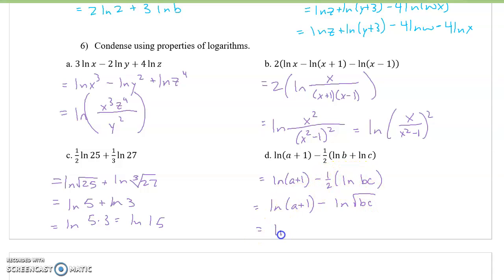And then the subtraction becomes a fraction. A single logarithmic expression, please. Don't put natural log on the top and the natural log on the bottom. That's going to be wrong every single time. But the numerator is a plus 1. The denominator is root bc. And that should be your fully condensed expression.